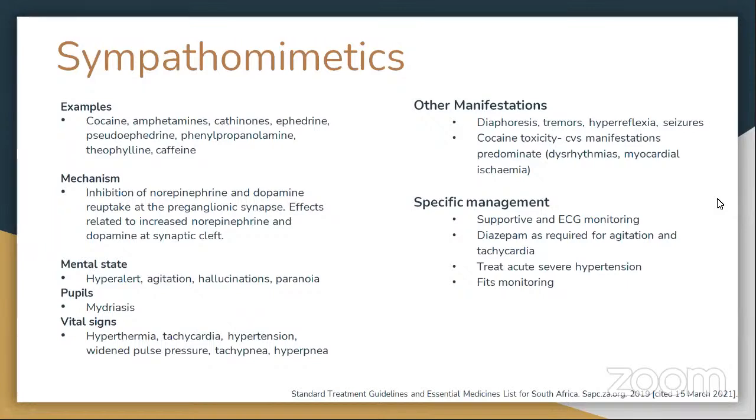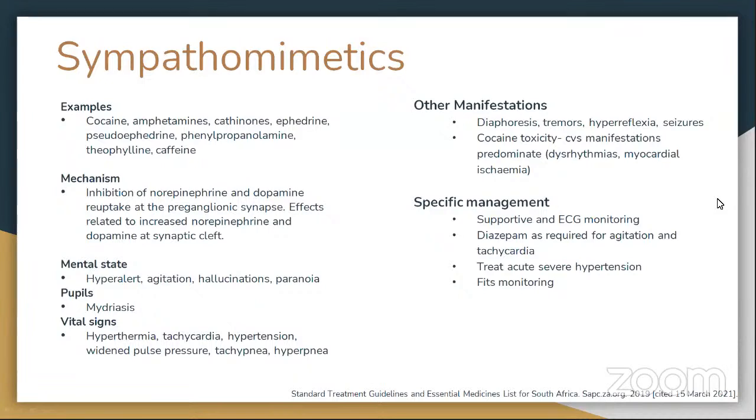Mental state can range from hyper-alert, agitated, hallucinations, paranoia. Pupils are dilated most of the time. However, there are some cases where it can be the actual opposite, where you can see a hypertensive patient with a bradycardia. However, the pupils are dilated.